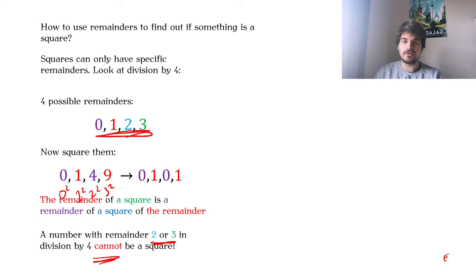Obviously, not every number with a remainder 0 or 1 in division by 4 is a square, because that's half the numbers, and not half the numbers are squares. But sometimes this is enough, as I said.